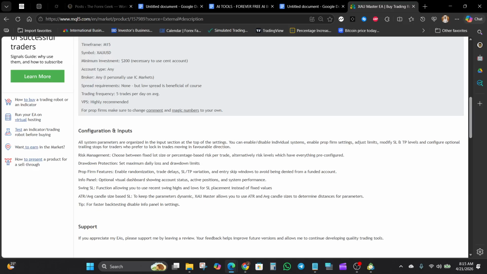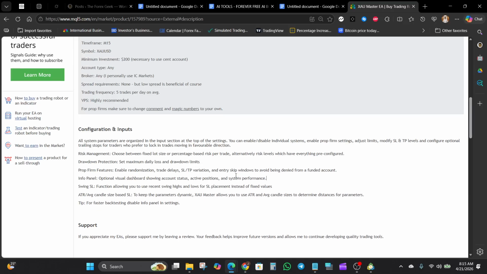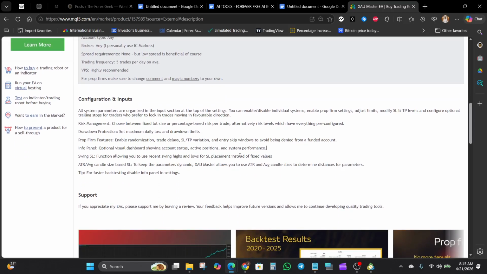So there are also additional features like the time and execution controls, optional trade randomization, for the prop firm environment, of course, and an info panel for monitoring performance. So overall, this is a complex, highly configurable EA with a strong focus on diversification and risk control.